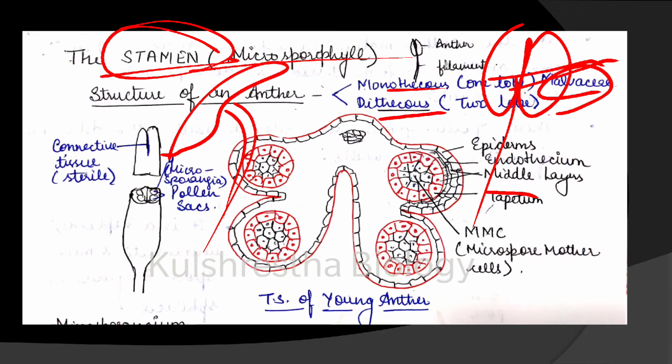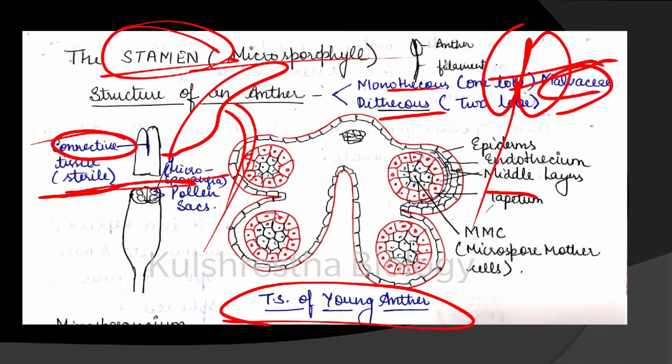Now if you see the back side of the anther, there is a sterile tissue which is known as connective. This tissue has vascular bundles. You know the vascular bundles, xylem and phloem, are present in the connective tissue. So if you cut the TS of the anther, you will see this type of structure.